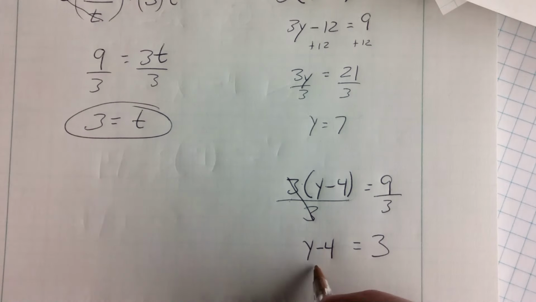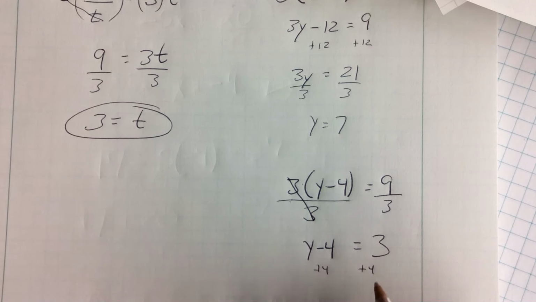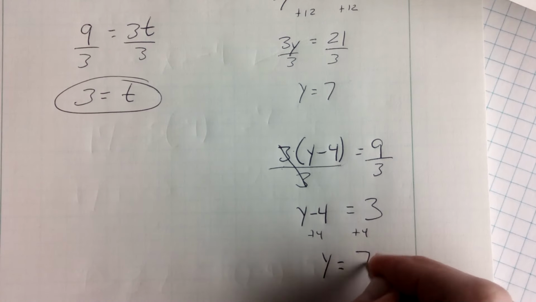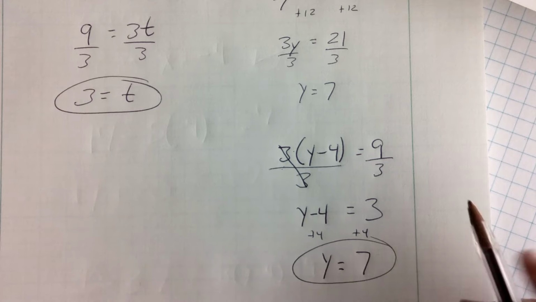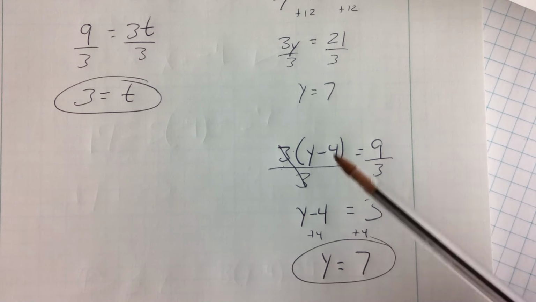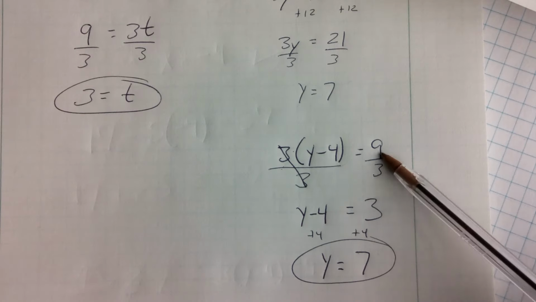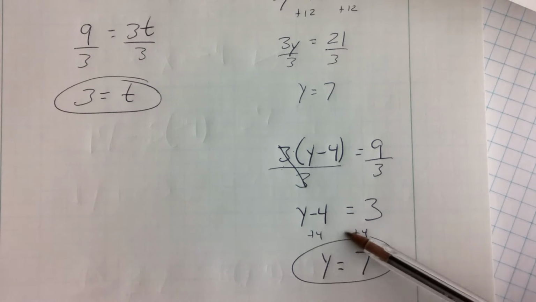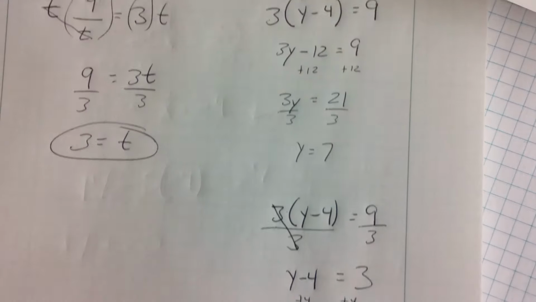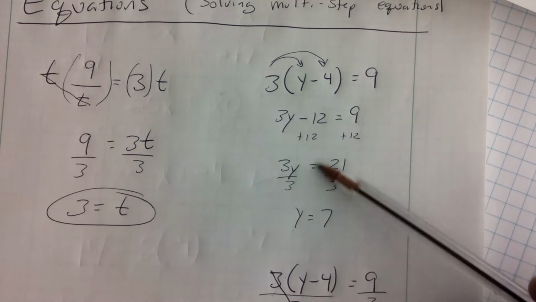And then I have one step. I just add 4 to both sides. If I add 4 to both sides, I get y equals 7, which is exactly what I got up here, y equals 7. But I only did 2 steps: divided by 3 to get 9 divided by 3 is 3, and then I added 4 to get 7, rather than 3 or 4 steps up here.